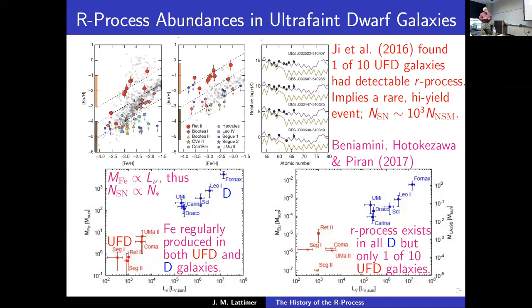So here we see the mass of iron compared to the luminosity of these galaxies, which is an indicator of their masses. So here we have dwarf galaxies and ultra-faint dwarf galaxies. They all lie on the same trend line, indicating that supernovae are occurring at the same rate per unit stellar mass in both systems. But when we look at the R process as measured by europium compared to, again, the mass of the galaxy, we see the R process in all of these dwarf galaxies along this trend. But when we come down here, only Reticulum 2 has any detectable R process in it, and at a slightly elevated rate compared to this trend. And these other faint dwarf galaxies have no detectable R process. So this is very strong evidence in favor of either a rare supernova or a merger formation for the R process.